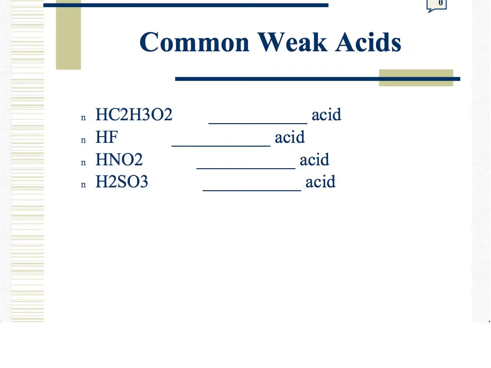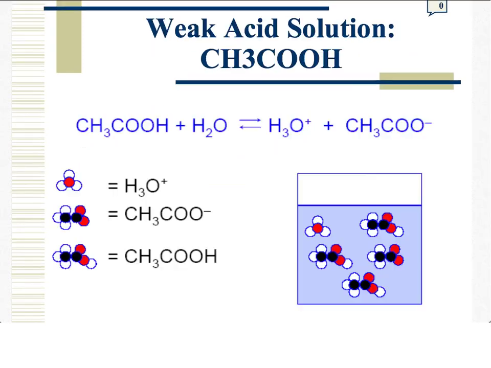Okay, some common weak acids: acetic acid, hydrofluoric acid, nitrous acid, and this would be sulfurous acid. So here's an example now of a weak acid in water. Acetic acid, hydronium ions, and the acetate ion.